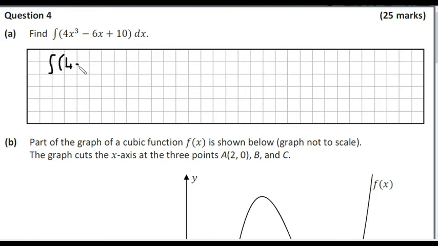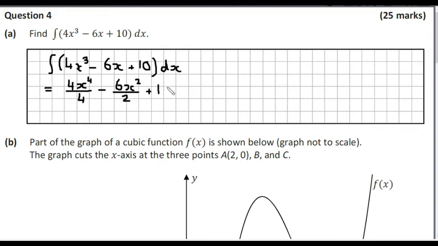So when you're integrating with respect to x, you're going to increase the power of x by 1 and then divide by the new power. So if we integrate 4x cubed, we add 1 to the power, so it becomes 4x to the power of 4 divided by the new power, which is 4, minus, again add 1 to the power, and then divide by the new power. Now there's no x here, but when you're integrating a constant with respect to x, you just add x on at the end.